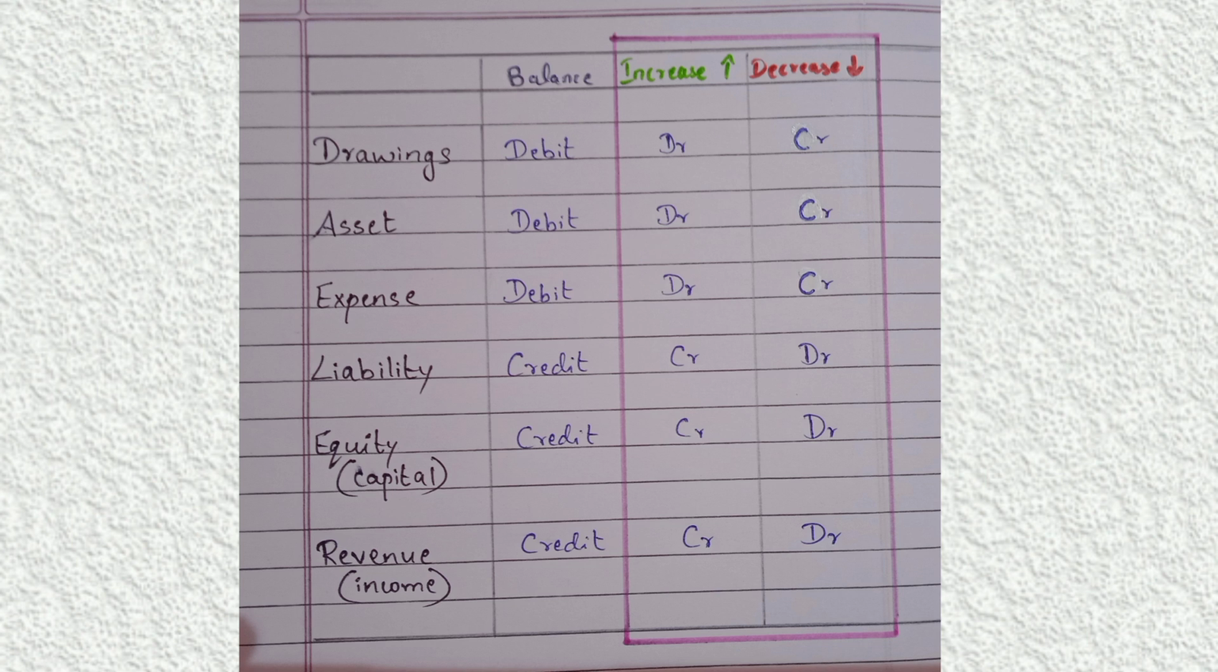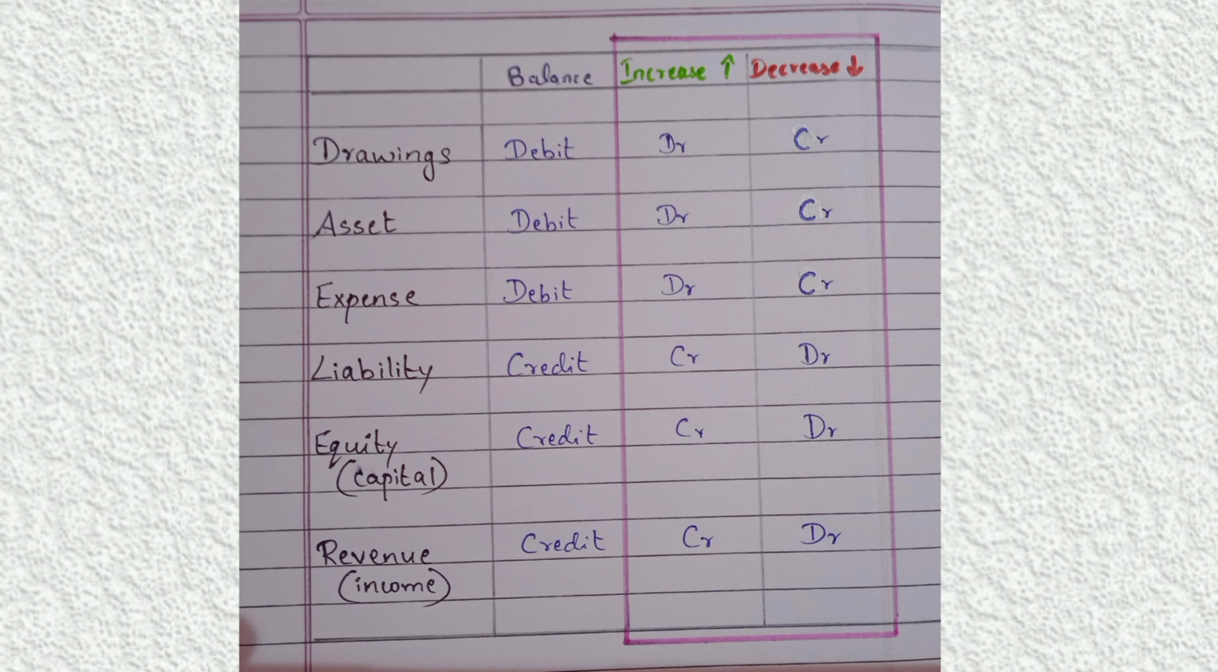Now you just want to understand what it is. When drawings is increased, we have to debit it. In the same way, when drawings is decreasing, you have to credit that account. Now, when you are buying an asset, say a machinery, asset is increasing, right? So when asset increases, you have to debit it. When asset decreases, you have to credit it. In the case of expense, when expense increases, you have to debit it. When expense decreases, you have to credit it. So it's the same working for drawings, asset and expense.